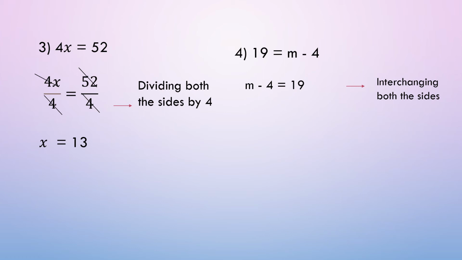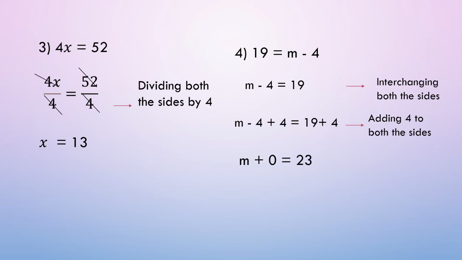So it is subtraction here. So what you have to do? Which property you will use here? Addition property. So m minus 4 plus 4 is equal to 19 plus 4, so adding 4 on both the sides. Now minus 4 and plus 4 will become 0. So m plus 0 is equal to what? 19 plus 4 is what? 23. So m is equal to 23.